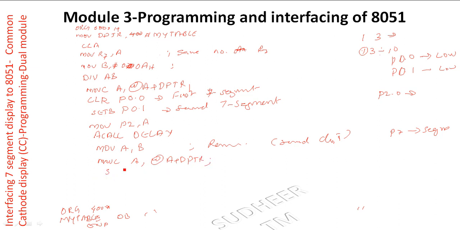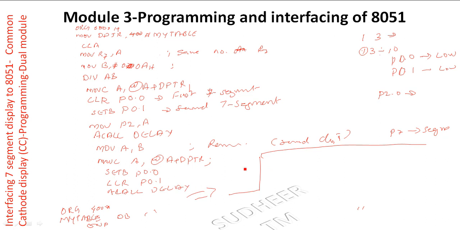Then which place do we need to display? So SETB P0.0. This code now is for the second place. So the first segment should be disabled, and CLR P0.1. The second segment is enabled. Then we'll call the delay again, ACALL delay. Then I will be writing the remaining code here.